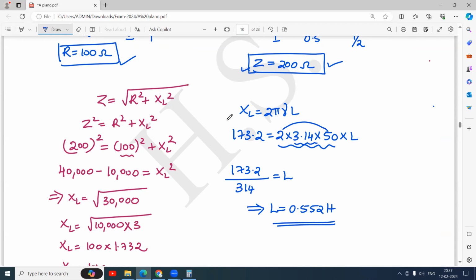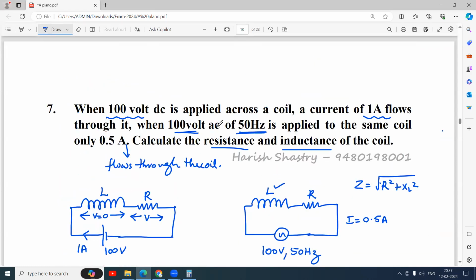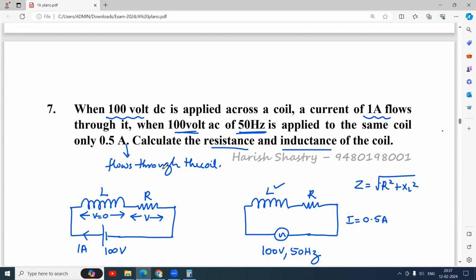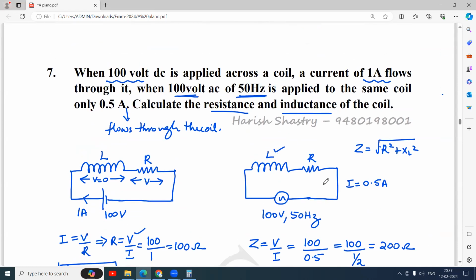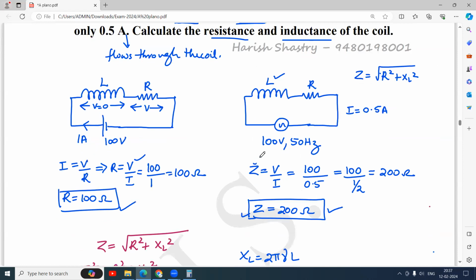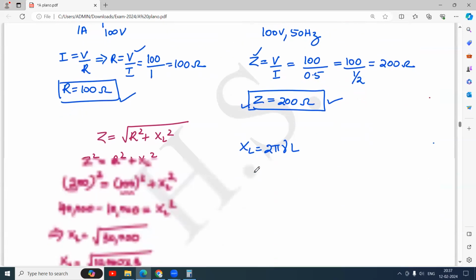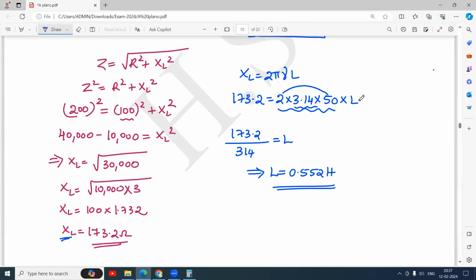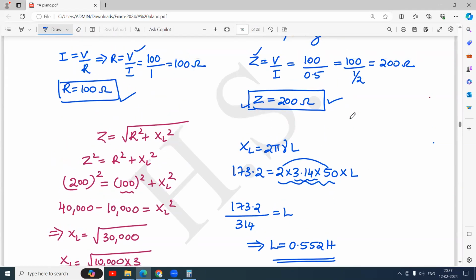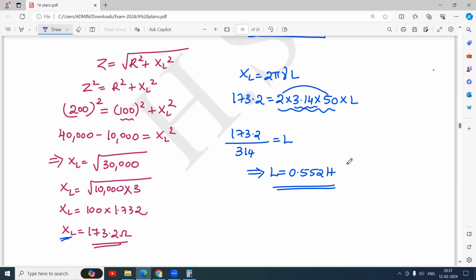So you have a curved path here. You have to find out one by one and finally arrive at self-inductance. There is no direct formula. First, from the DC circuit, find the resistance by applying Ohm's law, R equal to V by I. Then from the AC circuit, apply V by I again: AC voltage by AC current gives the total impedance. From the impedance, you find XL, and from XL, you find L. There is no shortcut. Thank you. So finally, the self-inductance is 0.552 Henry.